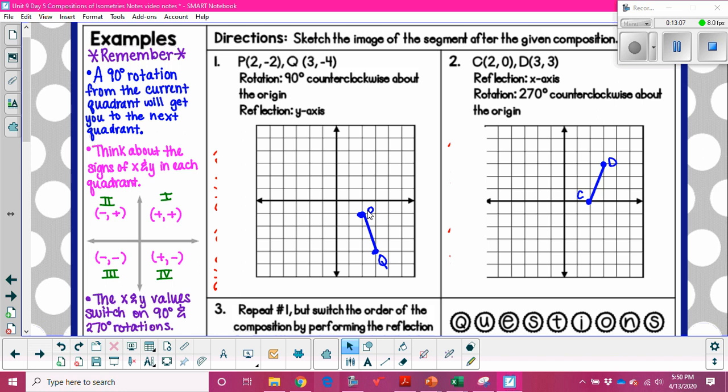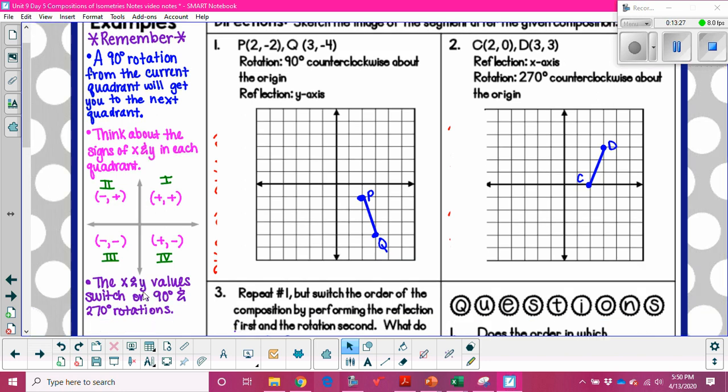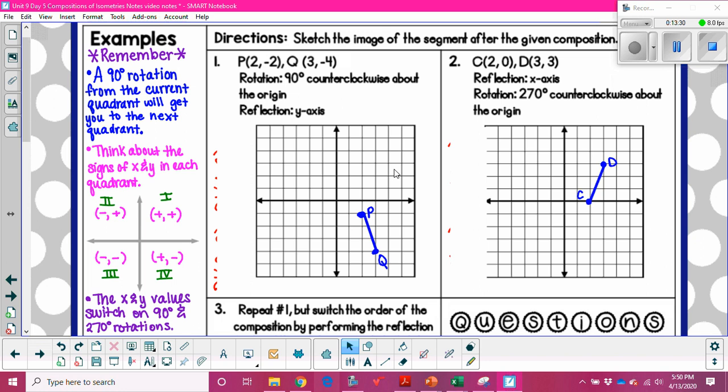We're going to rotate first. Counterclockwise means going the opposite direction of which a clock turns, and 90 degrees means we go to the next quadrant. I'm going to look at P first. I'm currently in quadrant 4, so I'm going to end up in quadrant 1. I'm rotating 90 degrees, which means my X and Y values switch. P was at 2, -2, so they're both values of 2. But up in quadrant 1, your signs are both positive, so you're going to be at 2, 2.